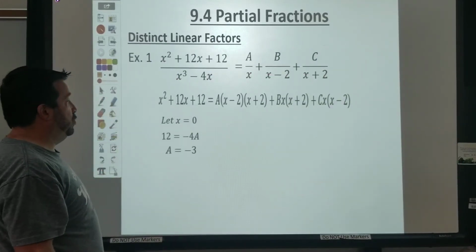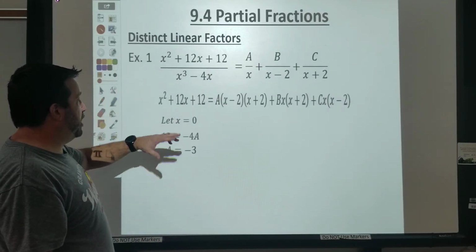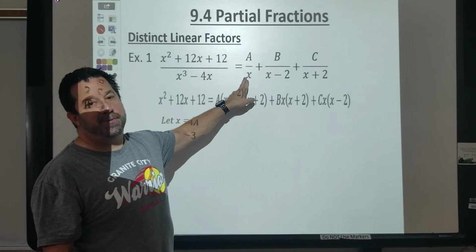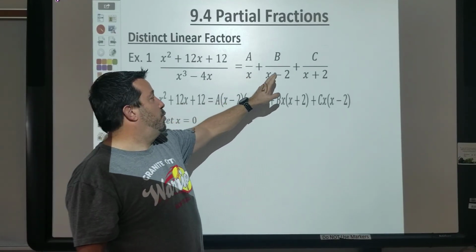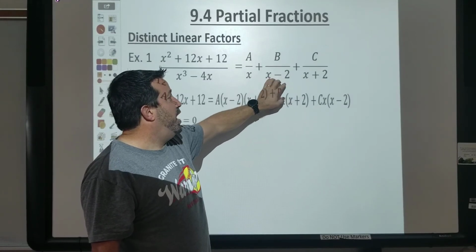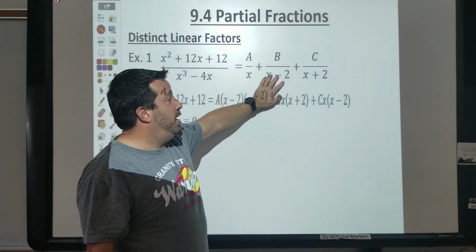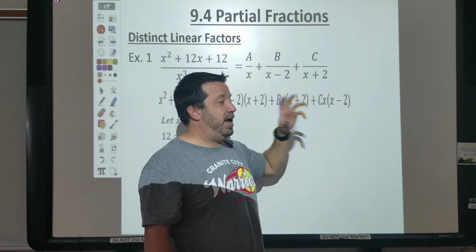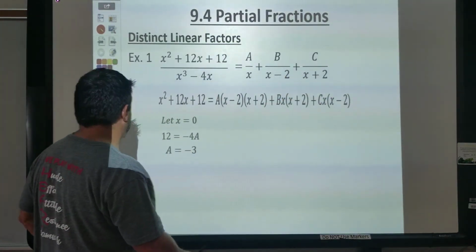Now, what else could I do? Well, where did I come up with that 0? I'm looking at my original denominators. 0 would make this denominator 0. So what about this one? What value would make this 0? Well, 2 minus 2 would be 0. So I'm going to let x equal 2. And then for this one, negative 2 plus 2 would make that 0. So I will let x equal negative 2. So that's the third value I will do.